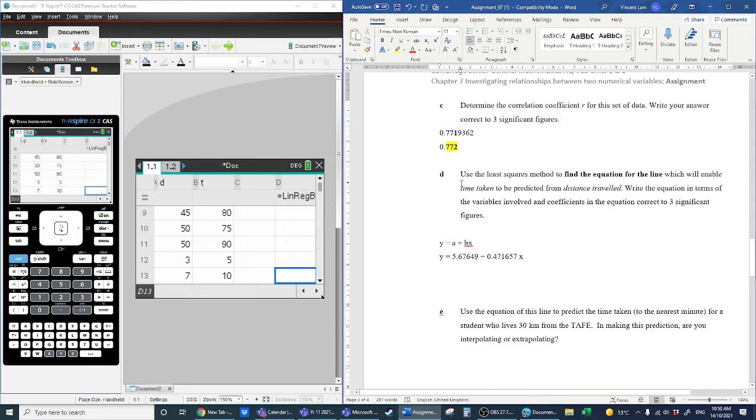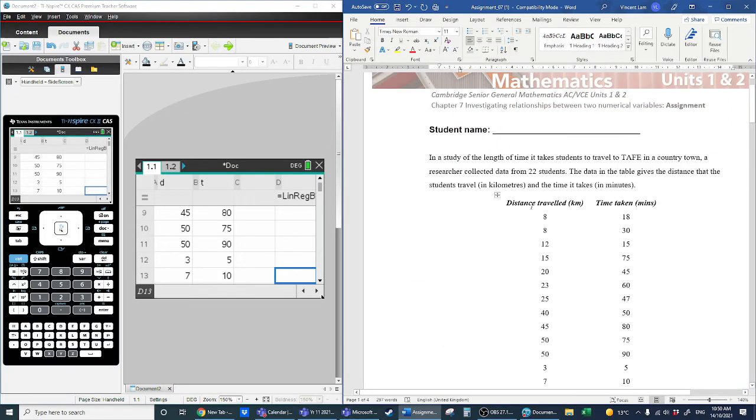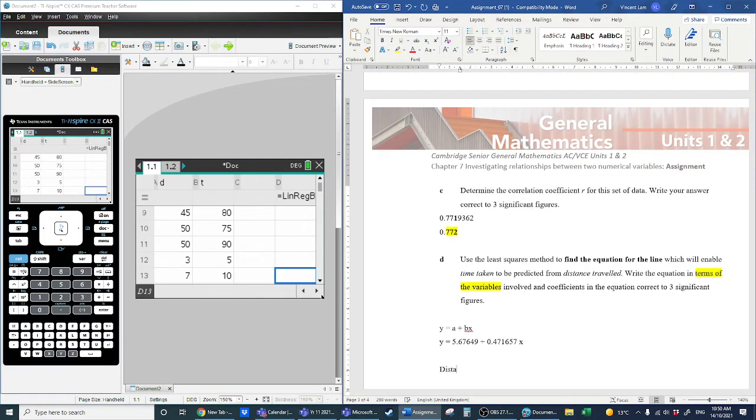However, you need to write the equation in terms of the variables. Second important part. So our y was, what was our y? Our y was distance traveled. So you actually need to rewrite this equation using distance traveled equals 5.67649 plus 0.471657 times time taken. That's what it means by in terms of the variables. You cannot leave it with the y and the x if we give you what the variables represent. So that's very important.